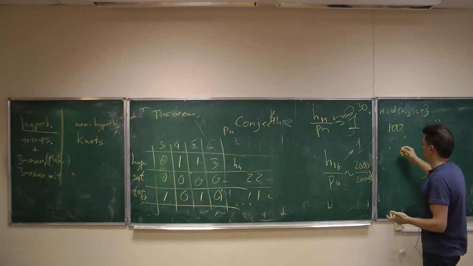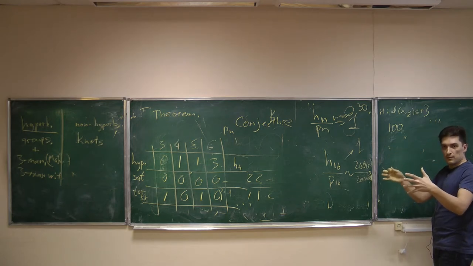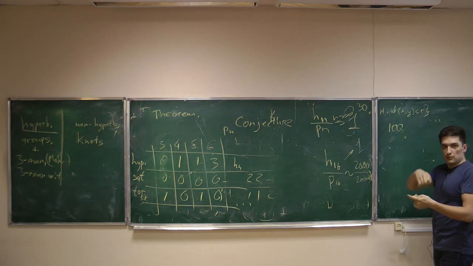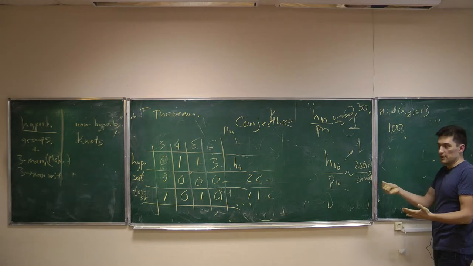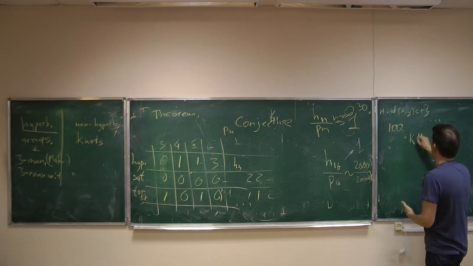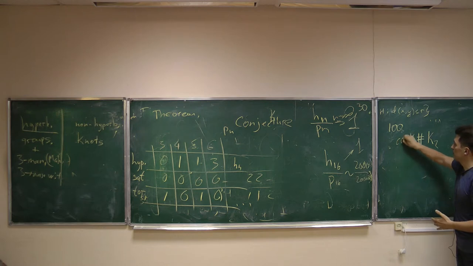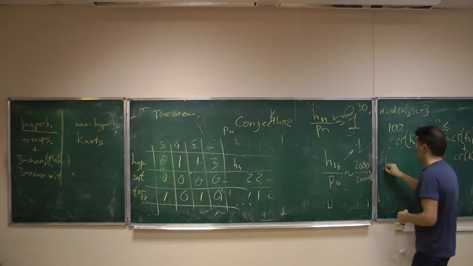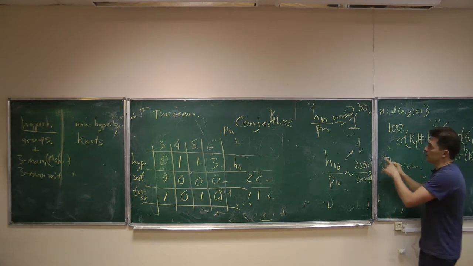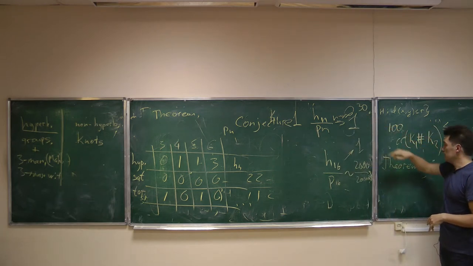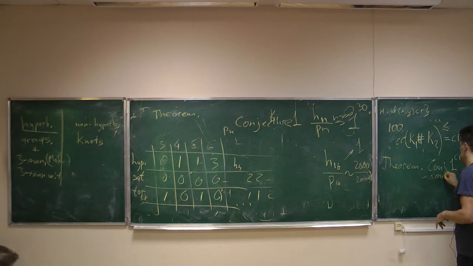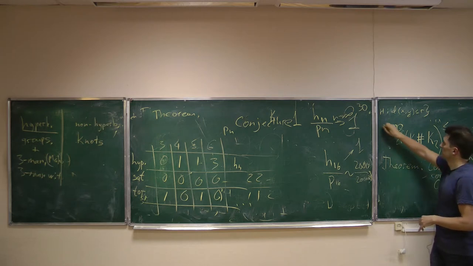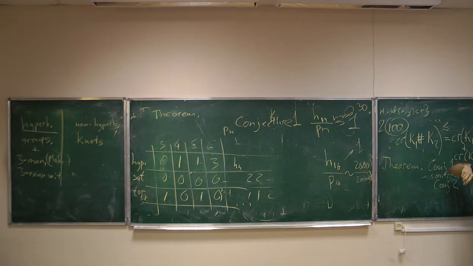old. This conjecture says that the crossing number, for each knot type, is the minimal number of crossings we need to construct a diagram for this knot. The conjecture says that if we have a sum of two knots, then the crossing number of this sum equals the sum of crossing numbers. It's obvious that it is at most that, and the conjecture is that it is equal. And the theorem is that conjecture 1, which is 30 years old, contradicts conjecture 2, which is 100 years old. So it's wrong.